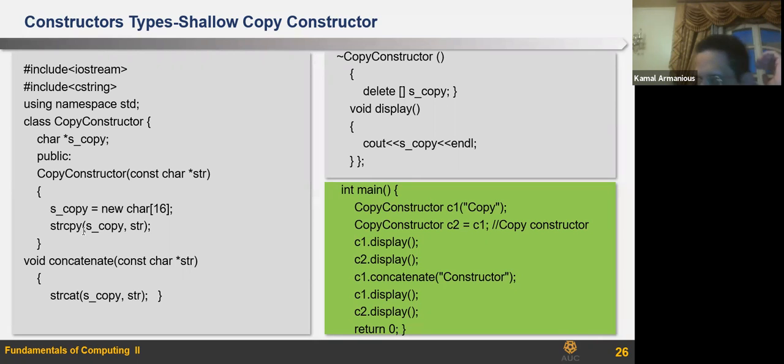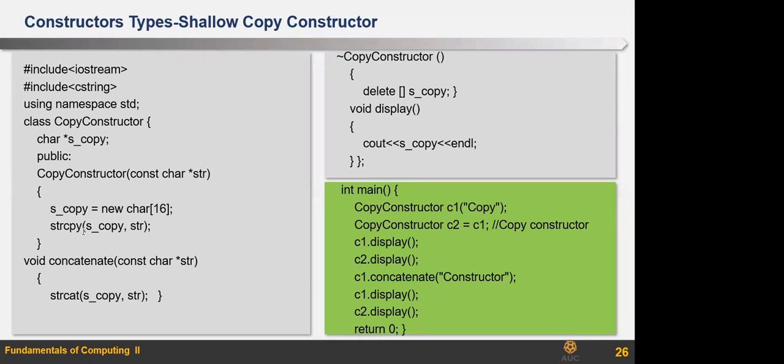Later, we will study deep copy constructor after this slide, where you will define what's called the equal sign. We will define it يعني as a separate function. Okay. Thank you. Who else?